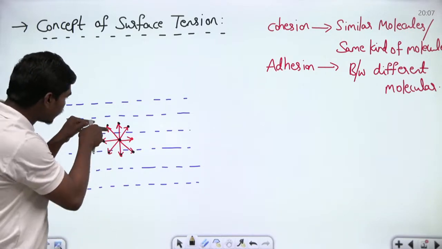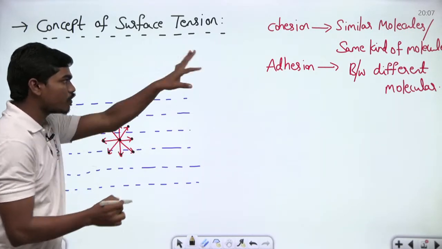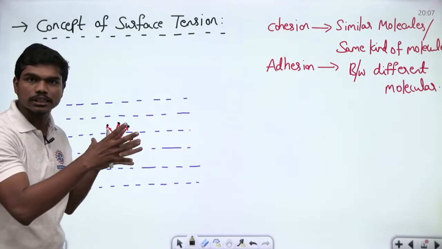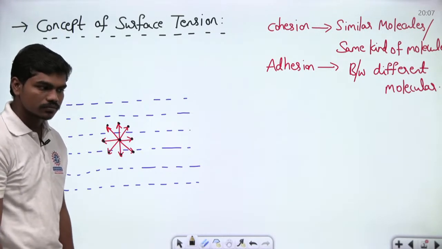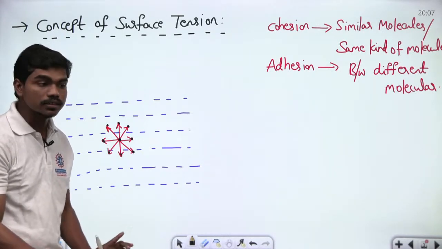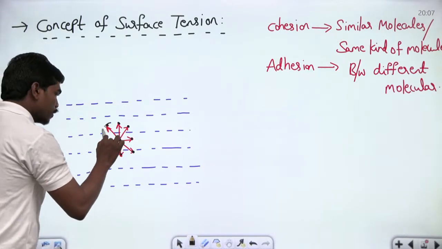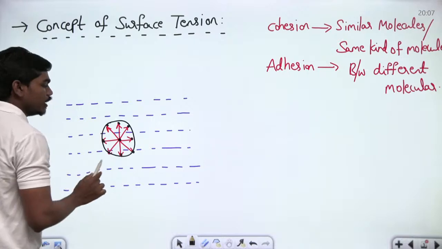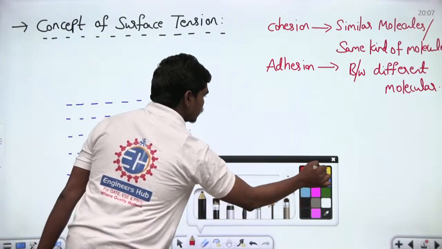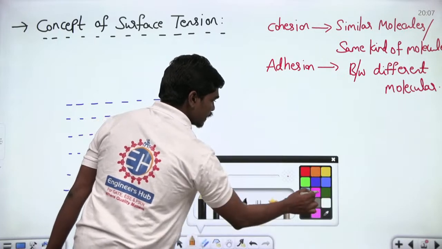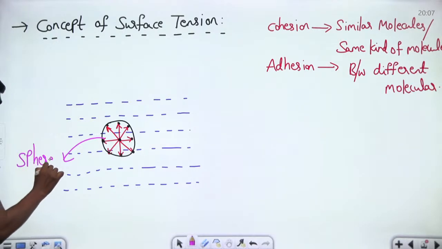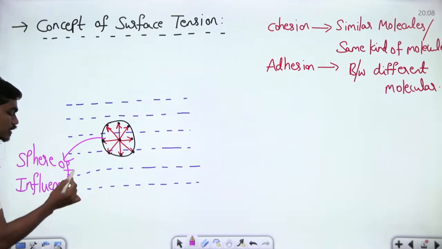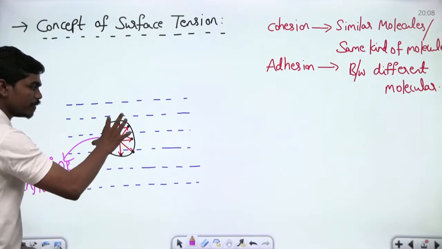Can you all identify that if you take some molecule here, because of these cohesive forces, this molecule is attracted from all other surrounding molecules by some equal amount of cohesive forces? Yes or no? Please tell me. Now, see carefully. If you put all these molecules in a space or region, then you form a sphere, and this sphere which you are writing here is called the sphere of influence. Sphere of influence means this molecule which is in the sphere is influenced by all other molecules.